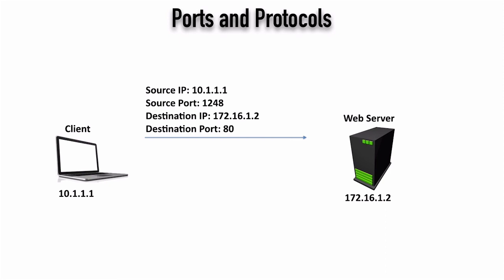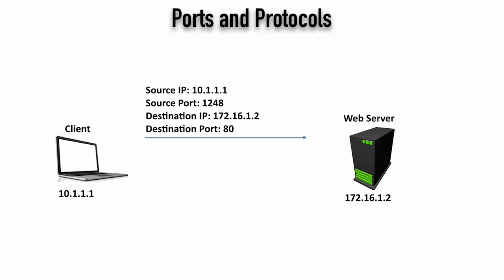But back to our story. The client is communicating with the web server. Notice the source IP is the client's IP. The destination IP is the server's IP. And the destination port, because I'm trying to reach a web service on that server, is port 80. Specifically, it's TCP port 80. But take a look at the source port of the client. That's an odd number, 12,048. Where did that come from?